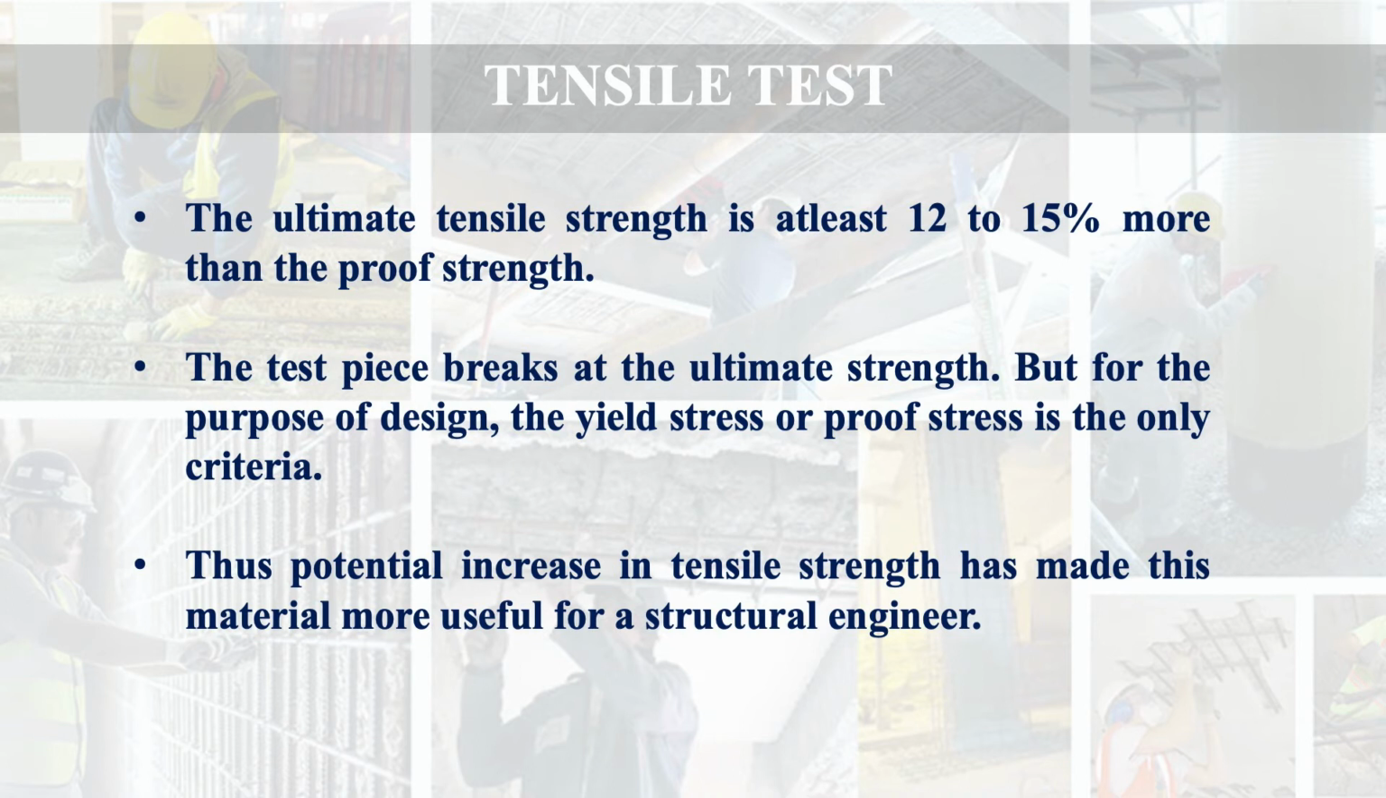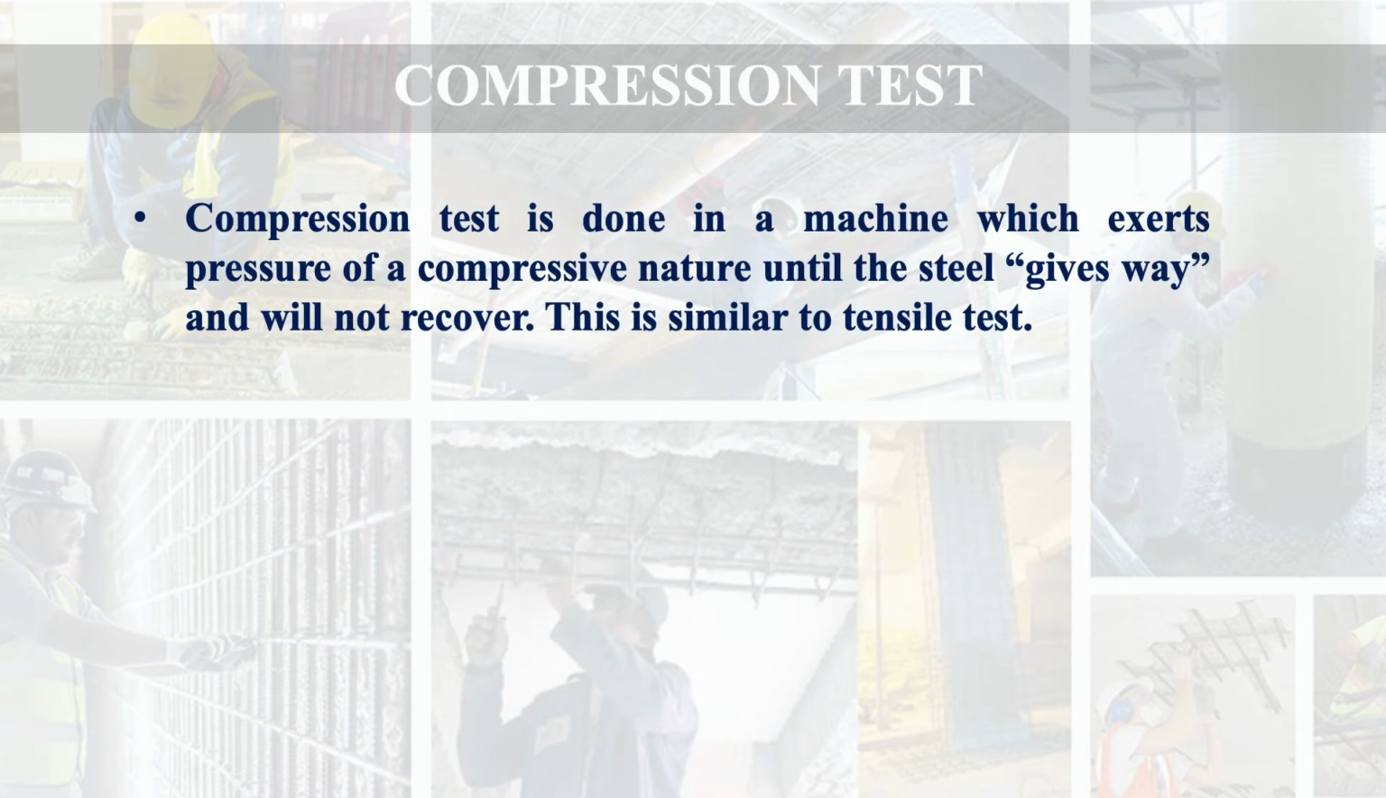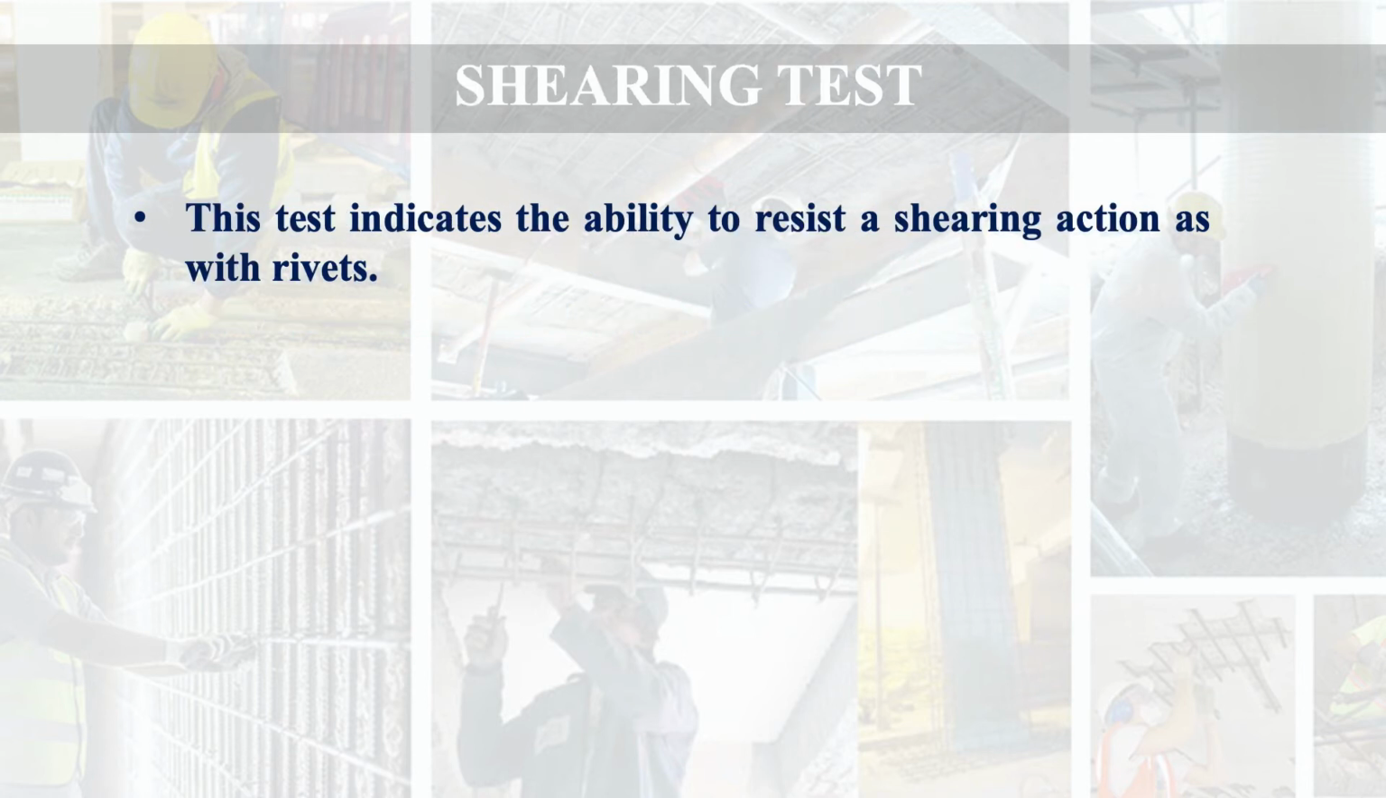Now let us look at compression test. Compression test is done in a machine which exerts pressure of compressive nature until the steel gives and will not recover. This is similar to tensile test. Shearing test. This test indicates the ability to resist a shearing action as in case of rivets.